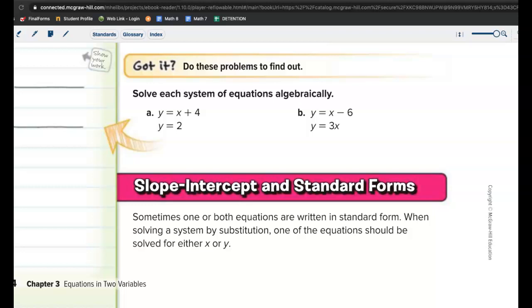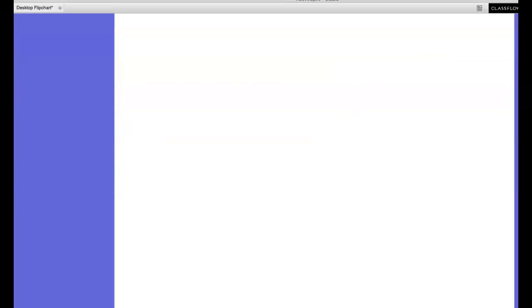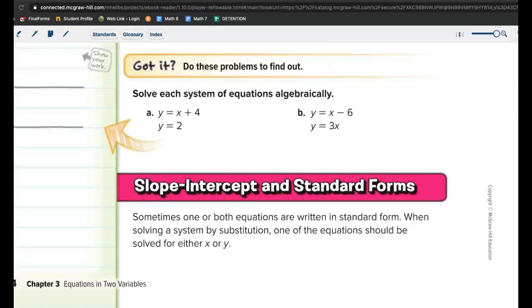So step number 1 says to solve one of the equations for y, or in other words, get y by itself. Do I already have y by itself in one of these equations? Yes, with an answer. Okay, so that's even easier. We already know what y is, do we not? Y equals 2.